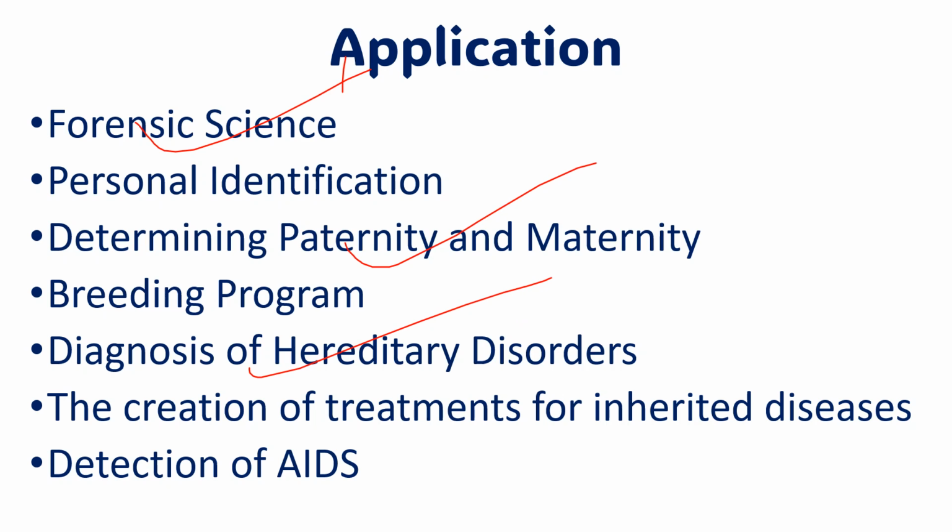Similarly, we also use genetic markers, like RAPD, RFLP, AFLP. These are the different genetic molecular markers we use for the identification of different applications of polymorphic DNA.